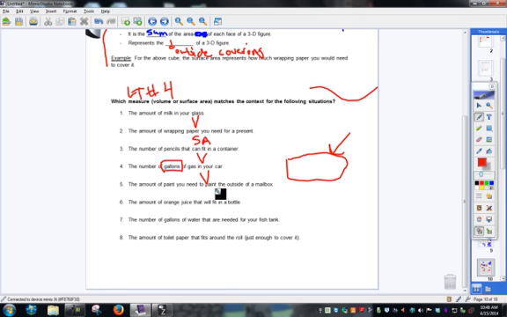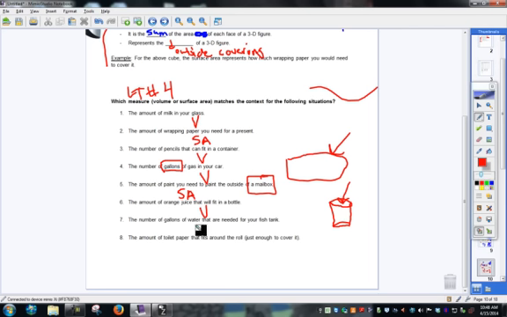The amount of paint you need to paint the outside of a mailbox. Now you're just painting the outside of the mailbox, therefore this would be surface area. Okay? Because you're just painting the surfaces. That makes sense, guys? If I asked you how much paint was in this can right here, that would be volume because I'm asking how much paint is in there. But this one, I'm just painting the outside of a mailbox, the surfaces. Okay, the amount of orange juice that will fit into a bottle, definitely volume. Try the last two on your own real quick and then play the video.